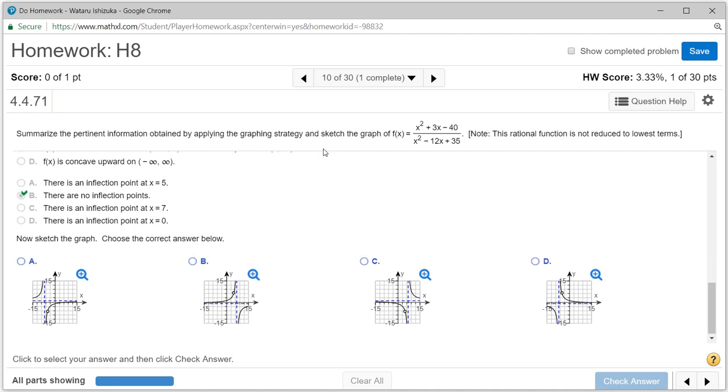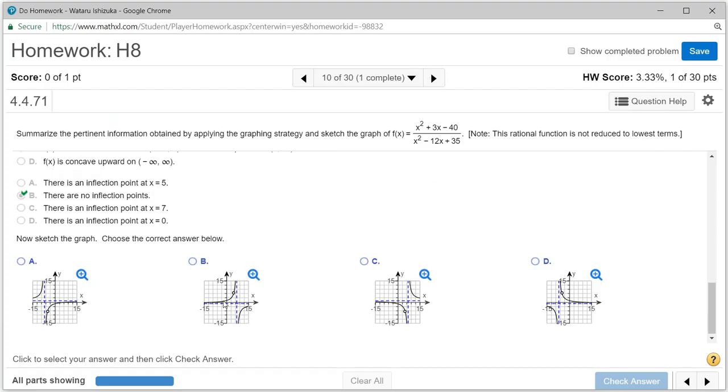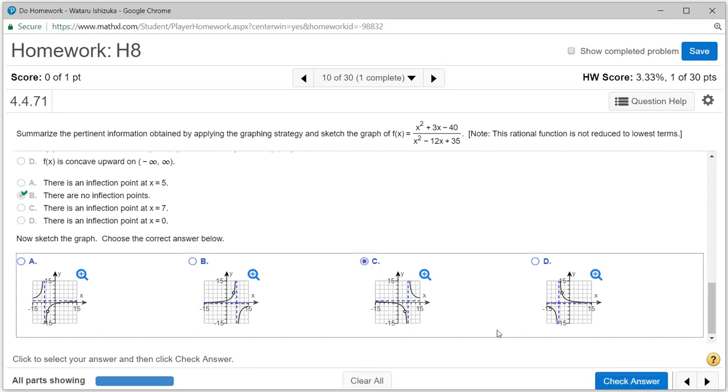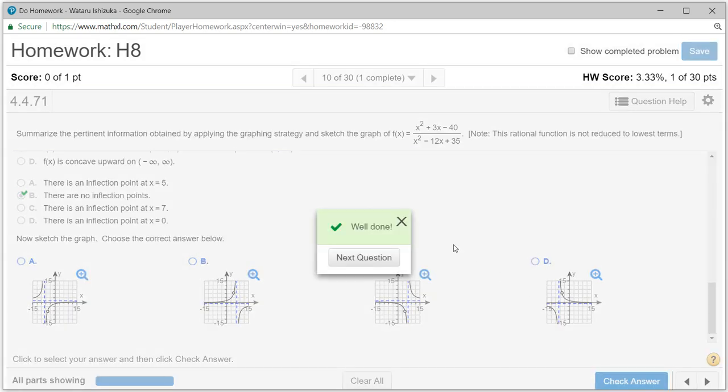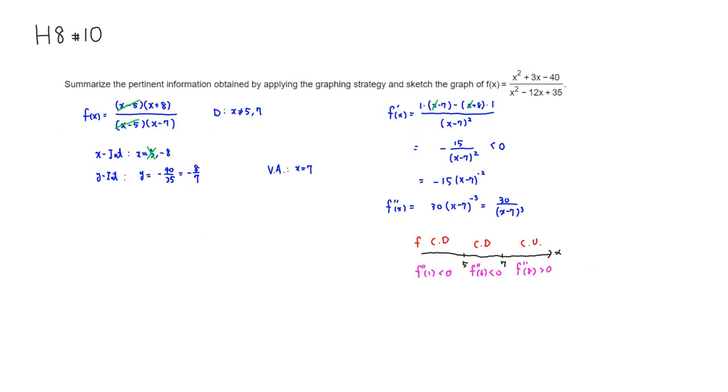All right, so we need to find a picture. At x equals 5, it should be undefined, so this is not it. Here, this looks promising, and this one looks promising, and this is not it. So between B and C, remember that it starts out concave downward and then concave upward. So this is the only reasonable picture. Check the answer. We got that. All right, that's it. I hope that this was clear.